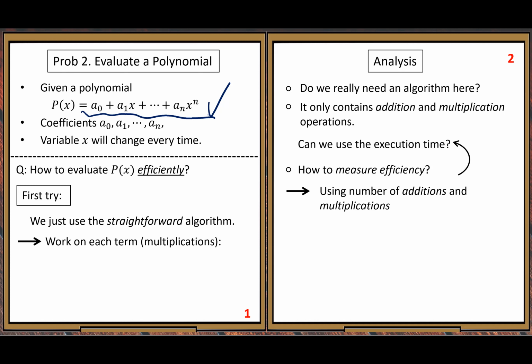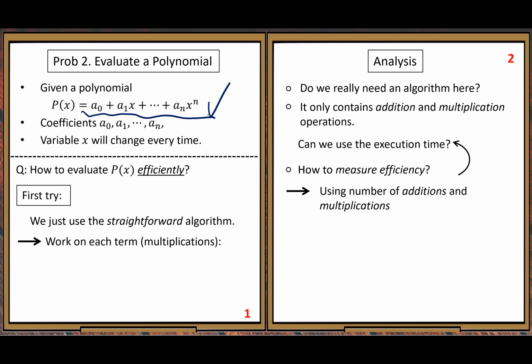Because when we do the counting, we start from 0, not 1: 0, 1, 2, 3 through n. That's n plus 1 numbers, not n numbers. So we have n plus 1 terms.